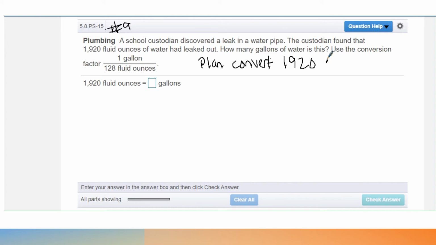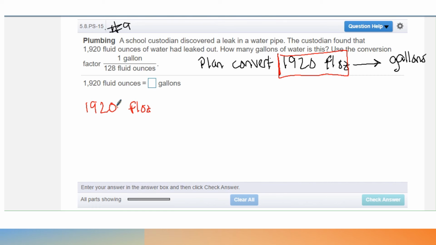1,920 fluid ounces into gallons. All right, so what am I starting with? My plan is to convert 1,920 fluid ounces. So this is what I'm starting with right here. And I'm using dimensional analysis, though you can use whatever method you like. And I'm going to make sure I put fluid ounces so I don't think that the O is a 0.